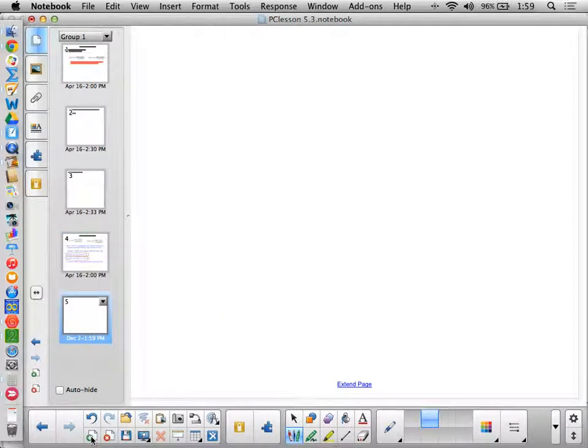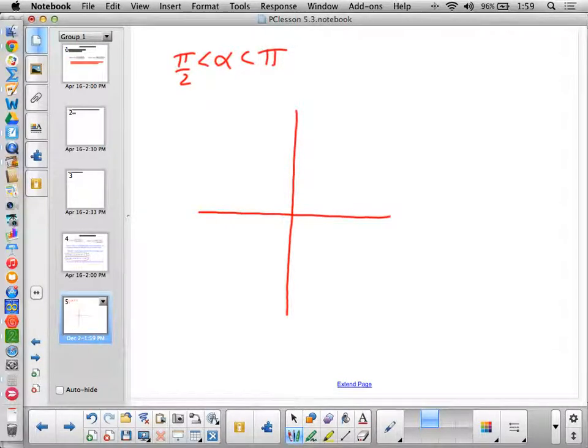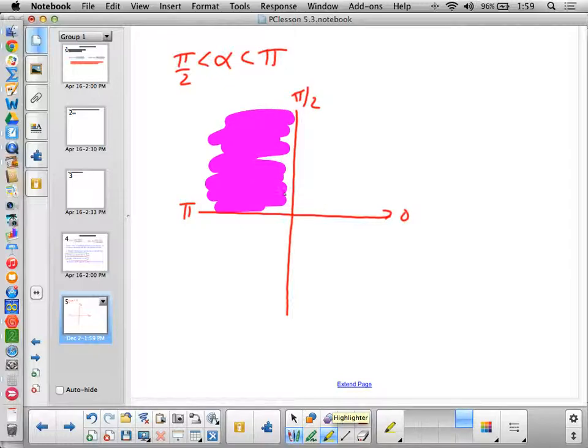Another thing that's been an issue for some people is identifying quadrants. Like if I say that alpha is between pi over 2 and pi, I have people who still don't know where to put that. And so it's just important to remember that as we're looking at our quadrants, we start at 0 here and rotate this way. There's pi over 2. There's pi. So if it says between pi over 2 and pi, it means literally it's in this area here somewhere. There's the area between pi over 2 and pi. Somewhere up there. And that's quadrant 2.